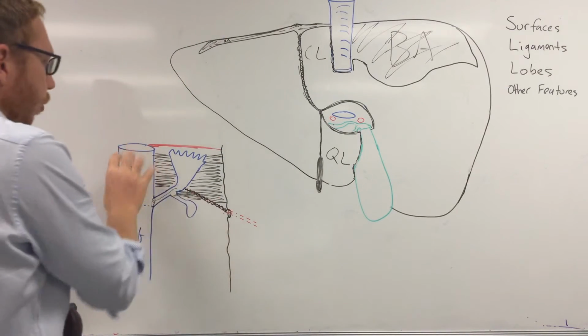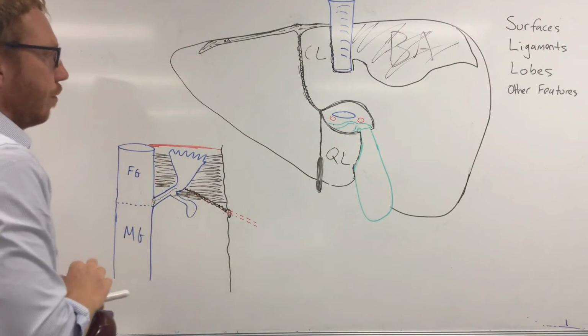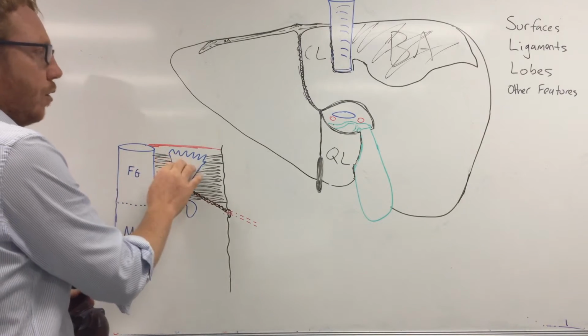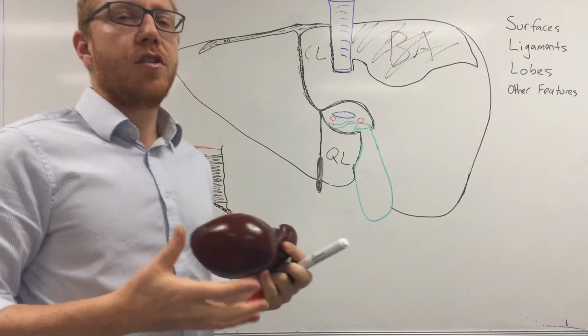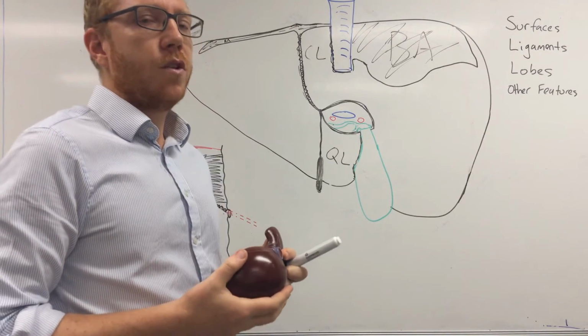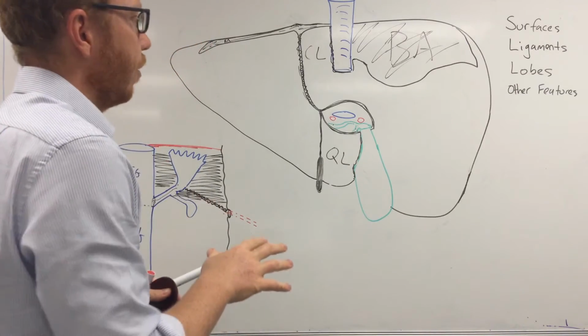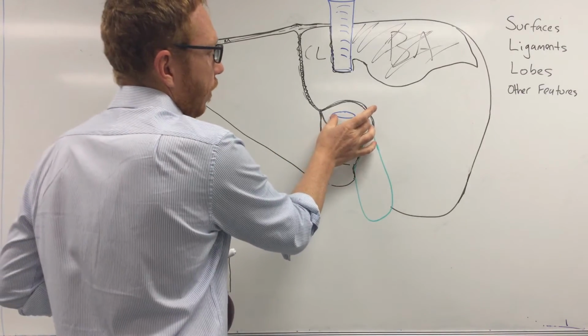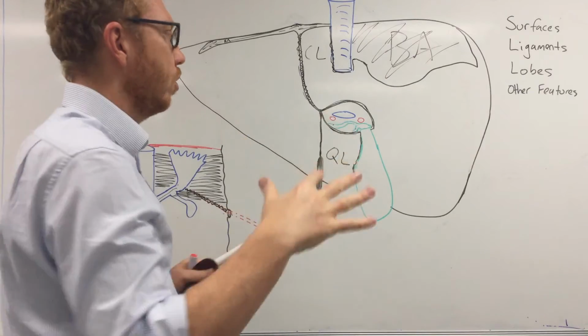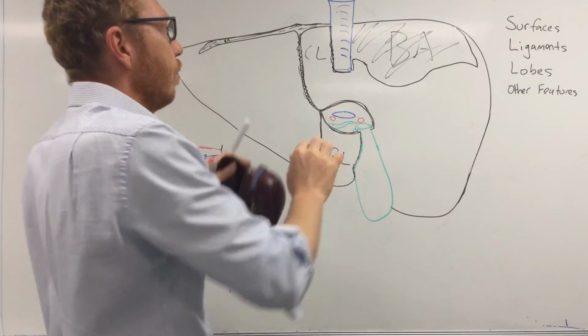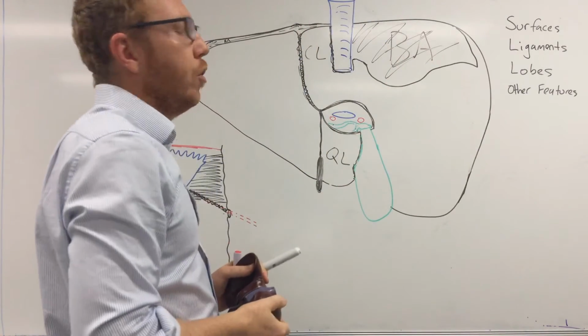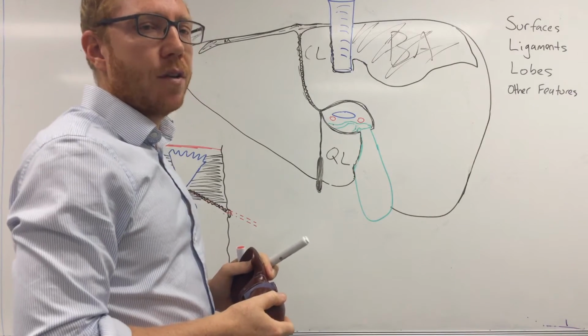So you can assume that because the liver came off the foregut, the blood vessel to the liver will be branches from the celiac trunk, which is going to be the hepatic proper artery. And this is going to be the blood vessels going in. So this is bringing oxygenated blood into the liver for all the nutrients and all the oxygen for the hepatocytes.